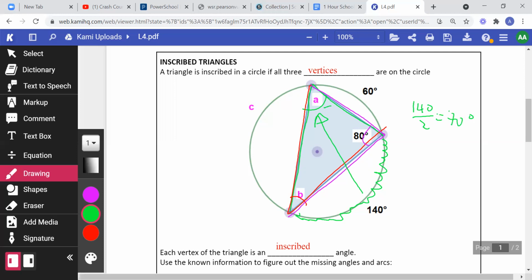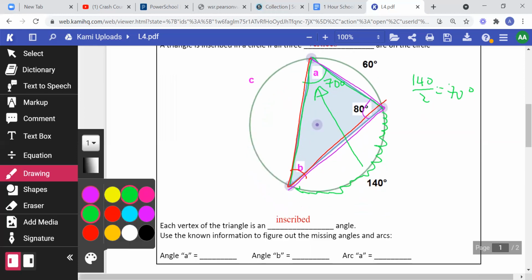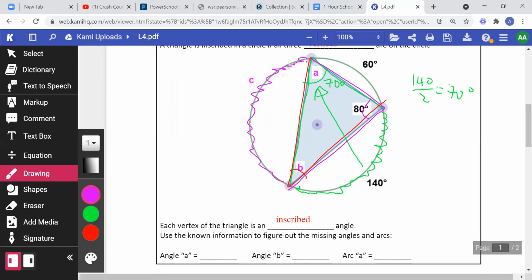So that means this angle here is 70 degrees. Okay, and also to get the purple arc, that will be twice the inscribed angle. 80, and 80 times 2 is 160 degrees. So this arc here is 160 degrees.